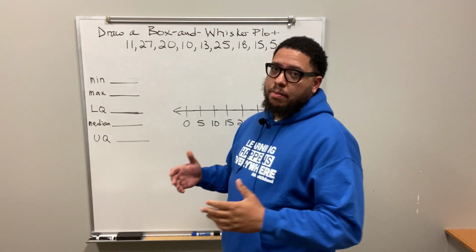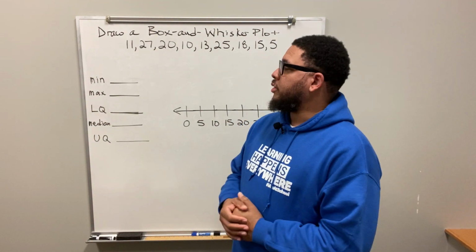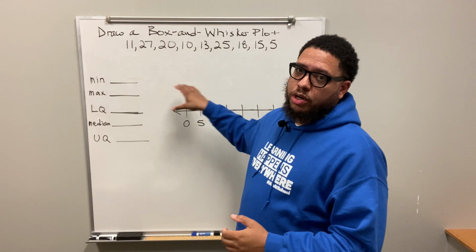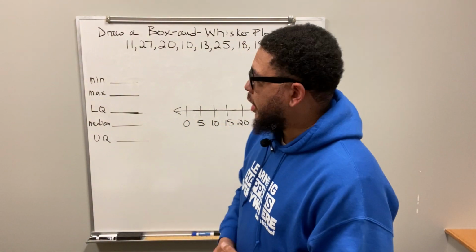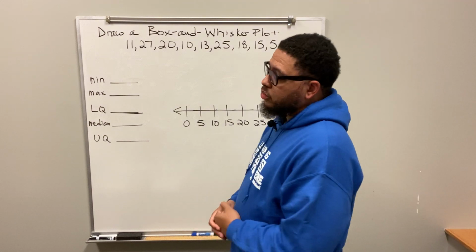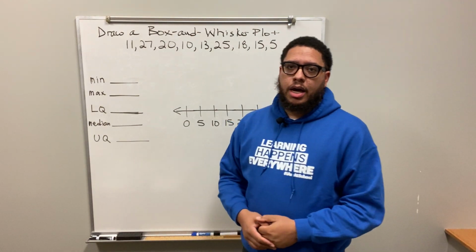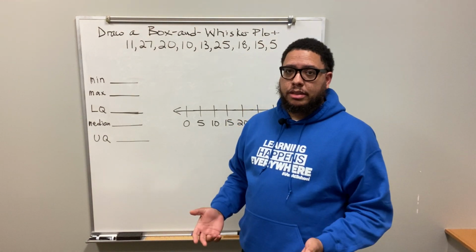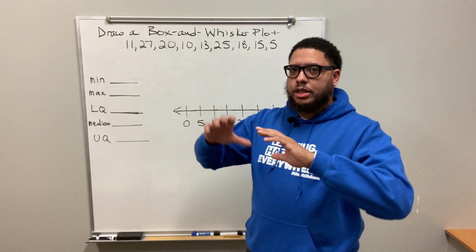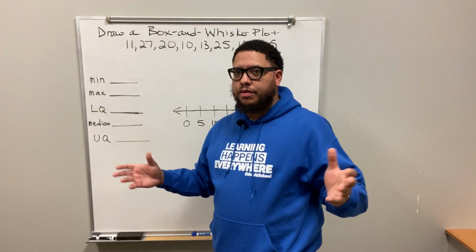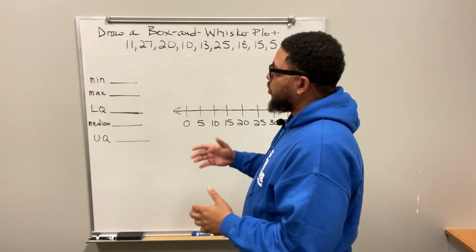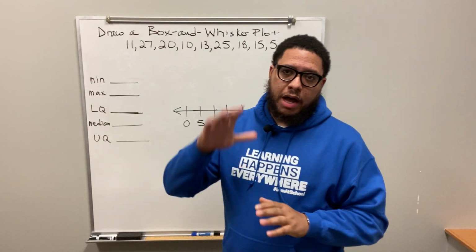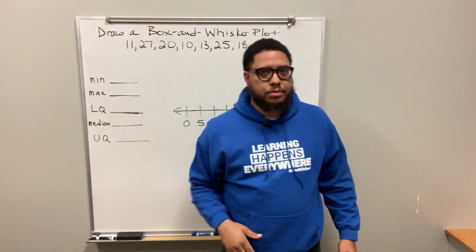So we're going to draw a box and whisker plot, okay? Now, when we finish drawing it, you'll understand why it's called a box and whisker plot, right? This is something that we use in statistics and data analysis, and it's a way to show a visual of data and information. So in order to draw a box and whisker plot, there are 5 pieces of information that you need.